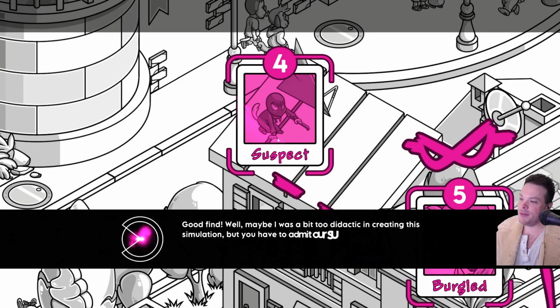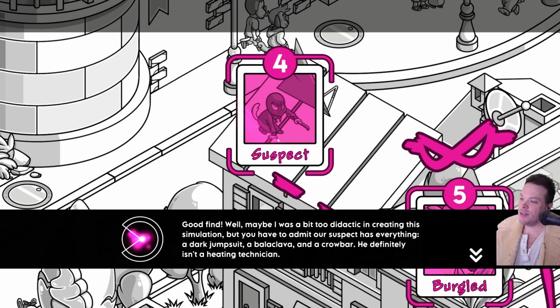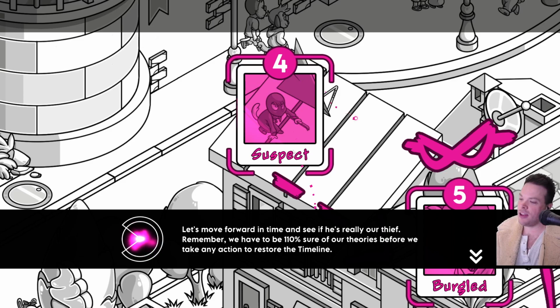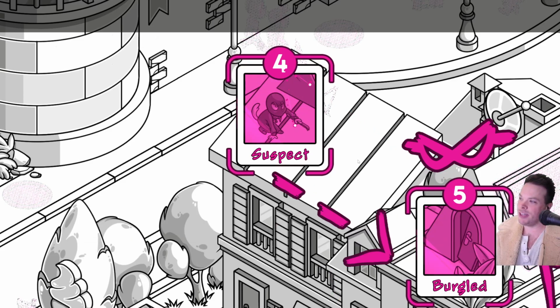Good find. Maybe I was a little too didactic in creating this simulation. But you have to admit our suspect has everything. A dark jumpsuit, a balaclava, a crowbar. He definitely isn't a heat technician. Let's move forward in time and see if he was really our thief. Remember, we have to be 110% sure of our theories before we take action to restore the timeline.